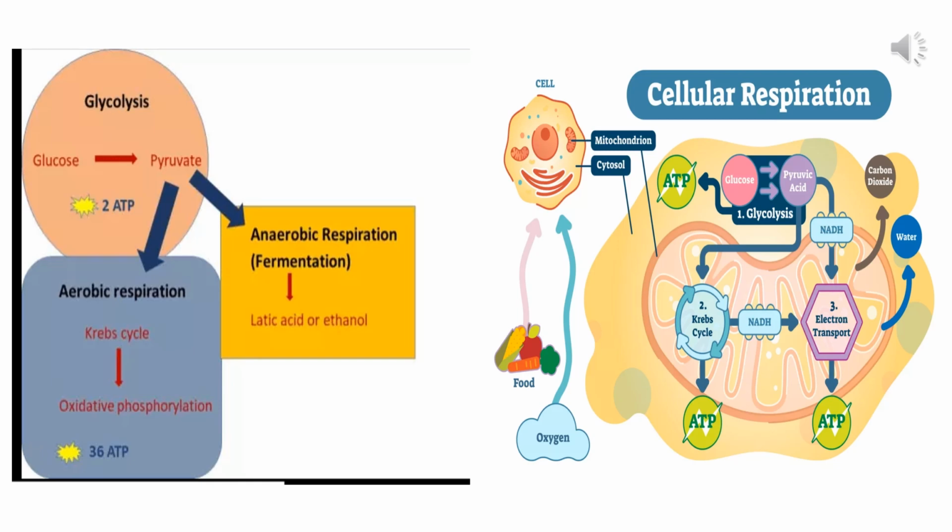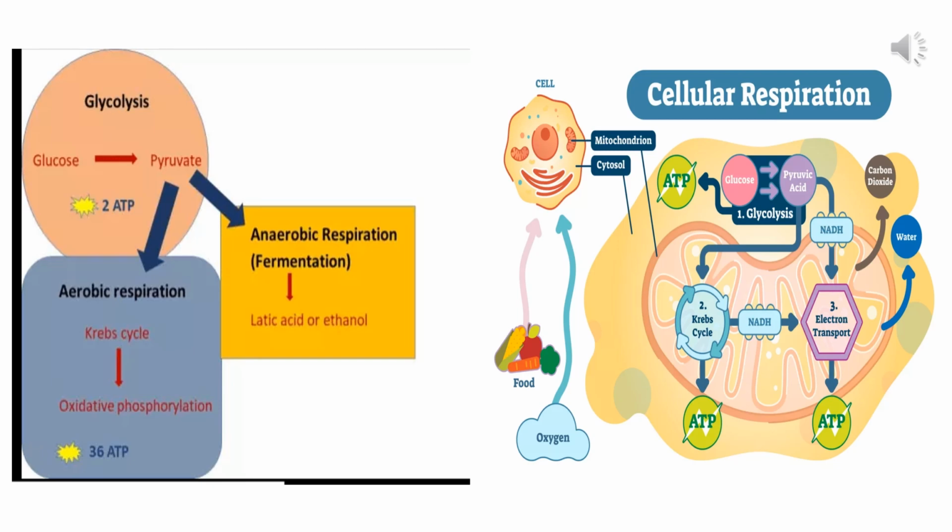In the second picture, we can see that the cell is there, and inside the cell 2 parts are marked: the cytosol, that is the cytoplasm, and the mitochondria. Now food is taken by us, and oxygen is also inhaled by the process of breathing. So oxygen is available, food is available, and inside the cell, in the cytoplasm, glucose is converted to pyruvic acid through the process of glycolysis, which is the first step.